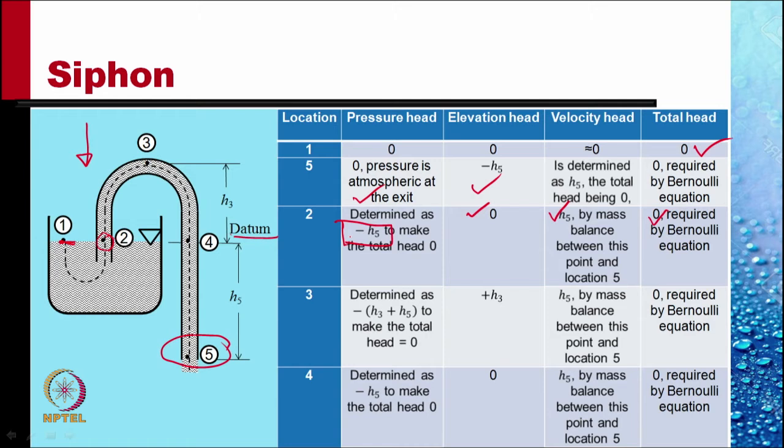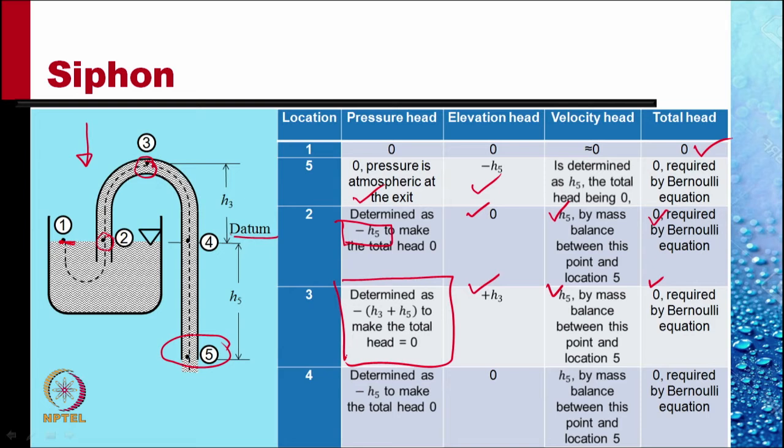Then we go to point 3 at the top of the siphon tube. At this point, the total head by Bernoulli equation must still be 0. The velocity head must be same, h5. All across the tube it is same. Velocity head is h5. The total head is 0. The elevation is h3 now. So the pressure head is determined as minus h3 minus h5 to make the total head 0.